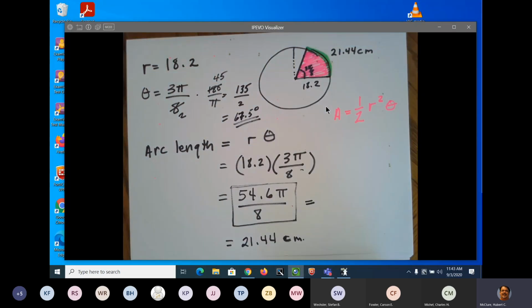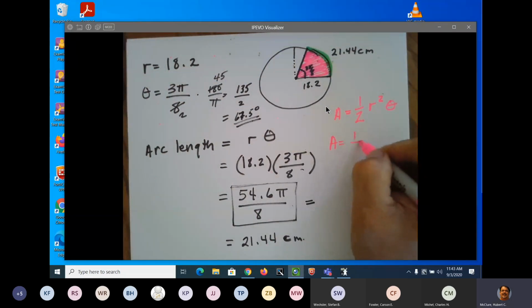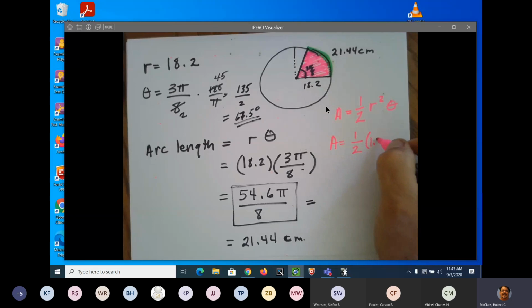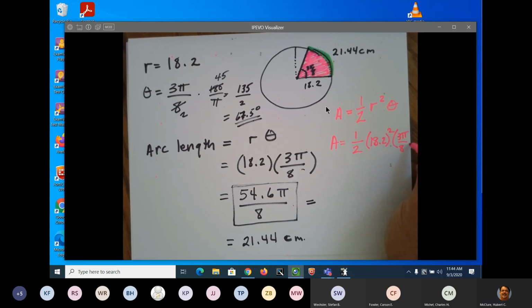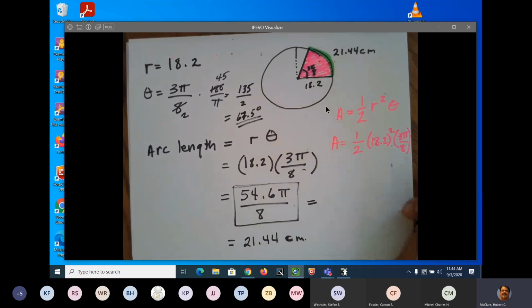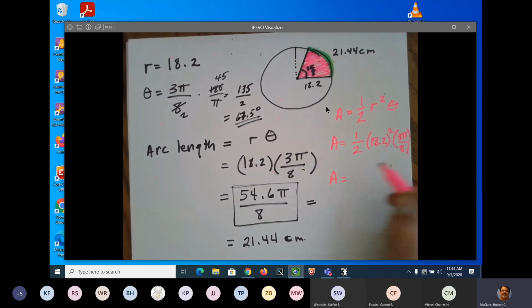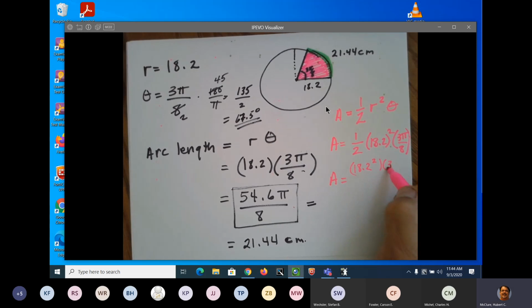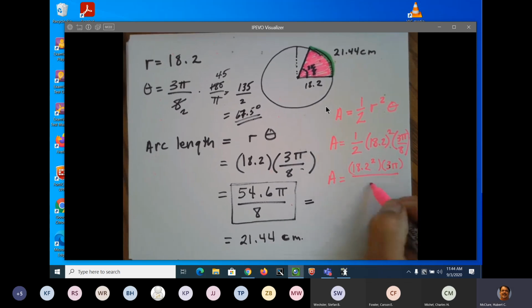So area is equal to 1/2 times r, which is 18.2, squared, times 3 pi over 8. And what do you notice about these two formulas? They're pretty simple. Okay? You just got to know where to plug and how to plug and chug. So area is equal to 1/2 times 18.2 squared times 3 pi over 8, which is 3 pi over 16.